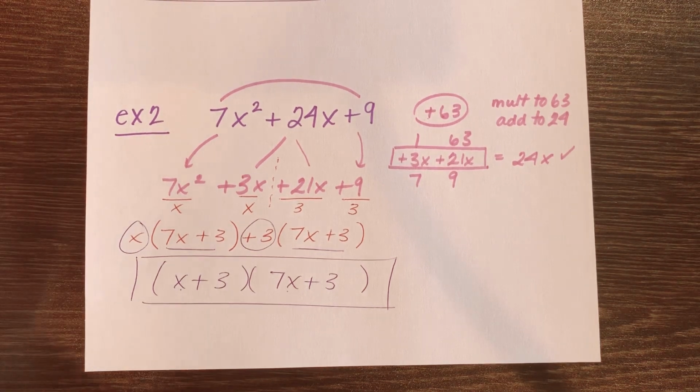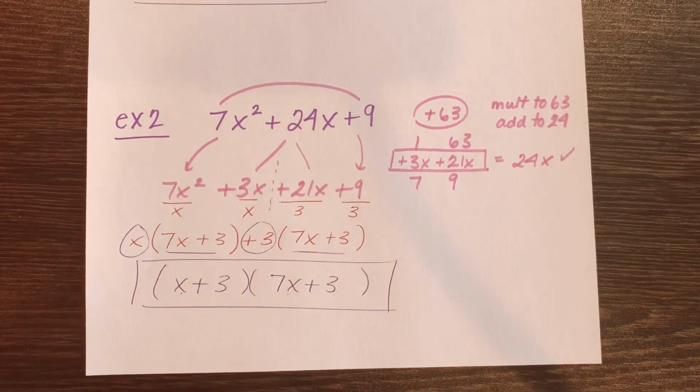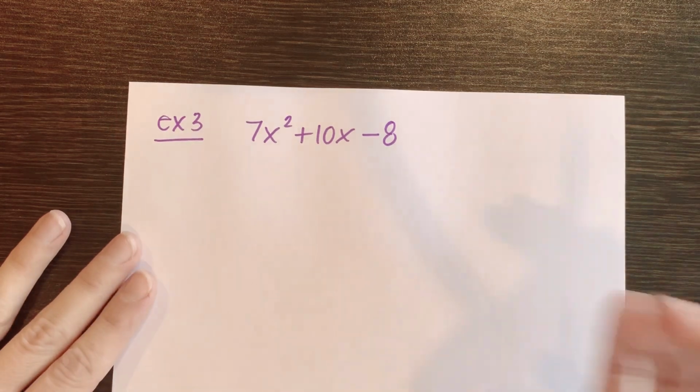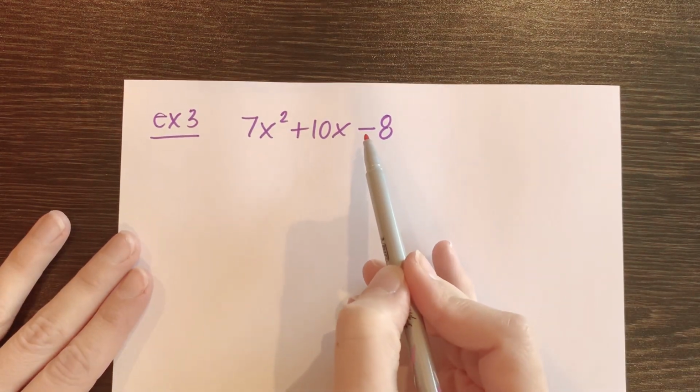So what have we not reviewed yet? We haven't reviewed, what if that last term's negative? Things are going to change. My language is going to change. So let's take a look at some of those. So I have example 3 for you. Look at that minus sign in that last spot.